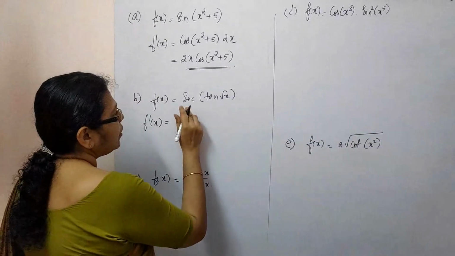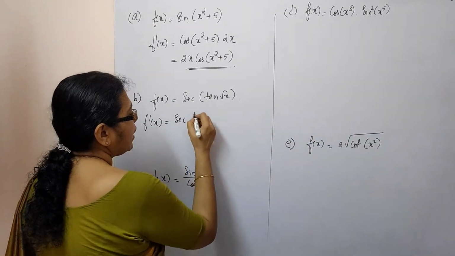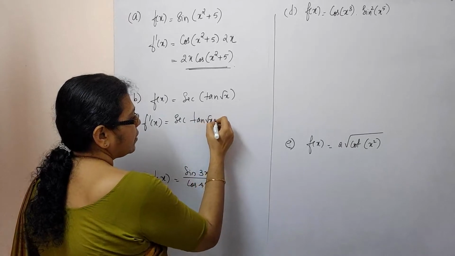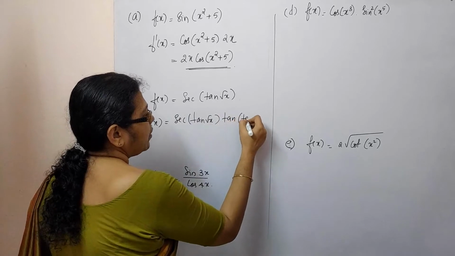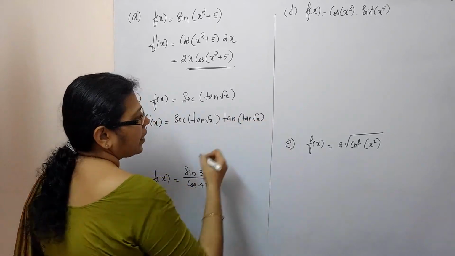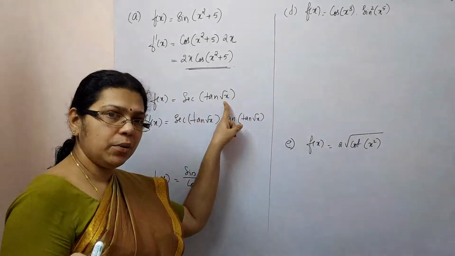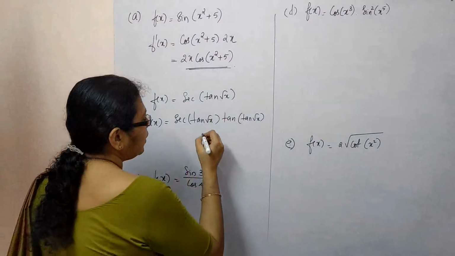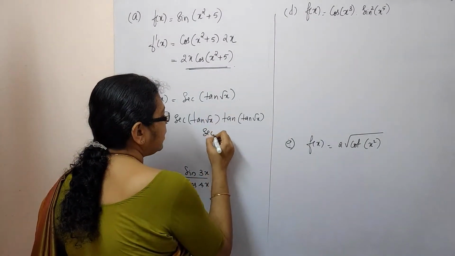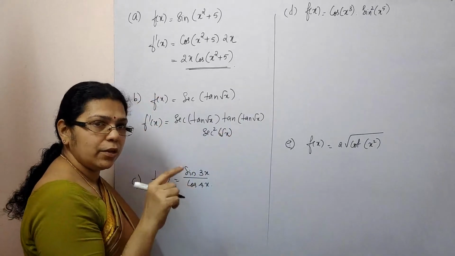So f dash of x is equal to the derivative of sec x, which is sec x tan x. Here in place of x I have tan root x. So sec of tan root x into tan of tan root x. Now over again I have to find the derivative of tan root x. What is the derivative of tan x? Sec squared x. So the derivative of tan root x is sec square root x.